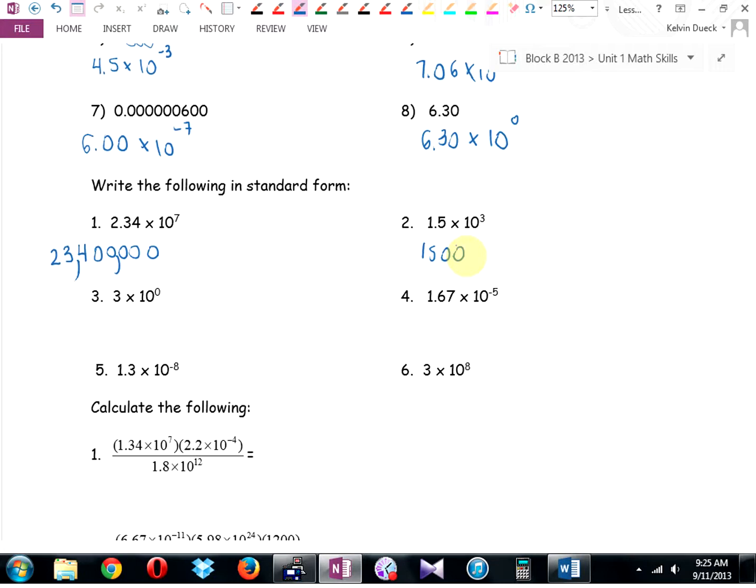Example 3. What? 3? Example 3? Yeah, I said example 3. Oh, you mean that's the... yeah, 3. I lost him. Where is it? I understood the joke. Yeah.